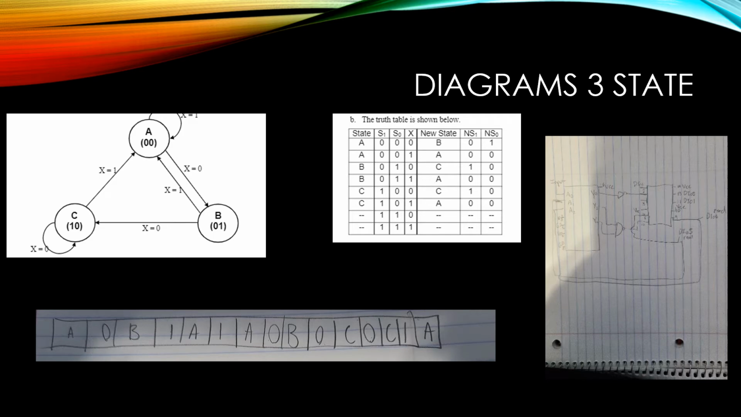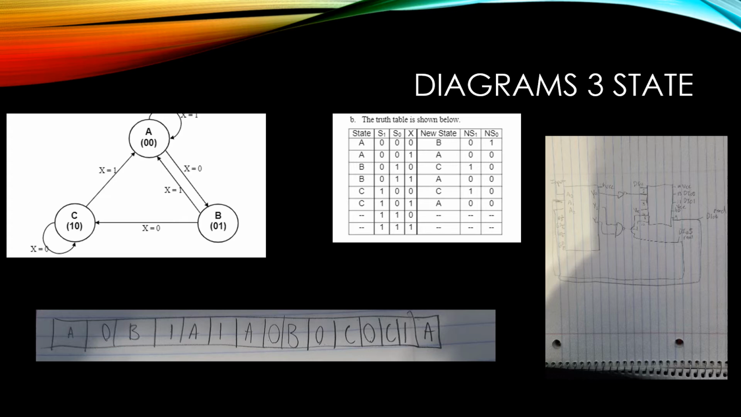So to start off, here's my different diagrams for the three-state machine. The first diagram is just the one given, and so is the truth table. But as you can see, I did complete the state change diagram.